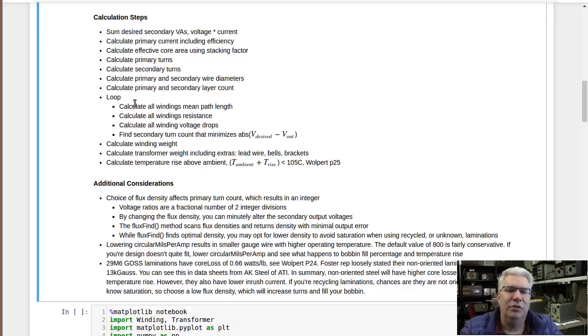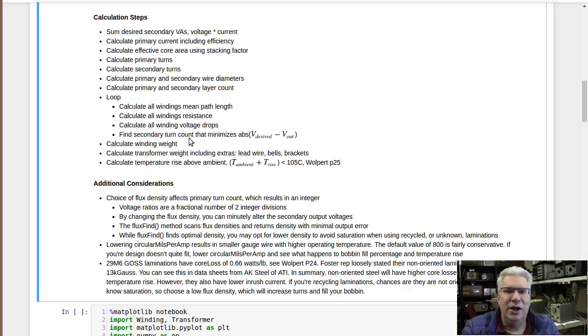And if you were to step through the source code, there's a method in the transformer class called compute, and you can actually look and see what it's doing there. It does do a looping operation inside the code where, for the specific flux density that you're at, it loops through all the secondary turns to minimize the error between what you've specified you want it to be at full load versus what it actually computes out to be.